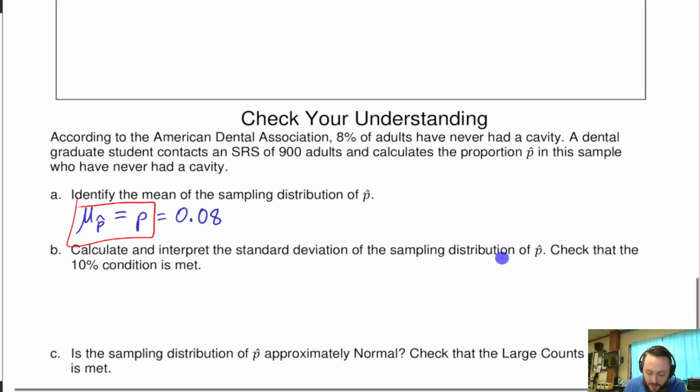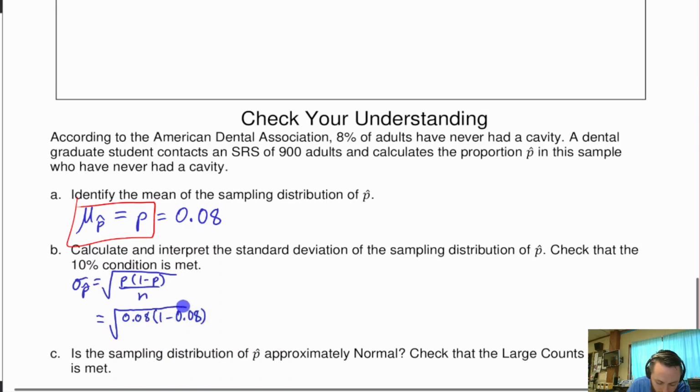Calculate and interpret the standard deviation of the sampling distribution of p hat. Check that the 10% condition is met. Okay, so let's do the first part. Our standard deviation, this was also in the important ideas, is the square root of p times 1 minus p divided by n. So I'm going to plug in 0.08 times 1 minus 0.08, divided by our sample size, n, which is 900.